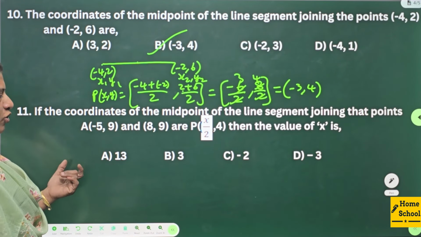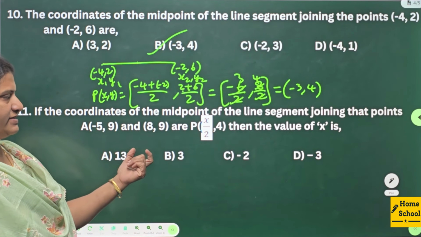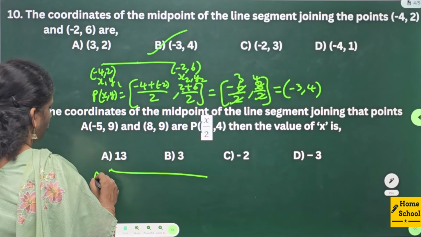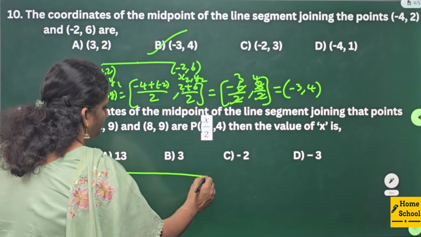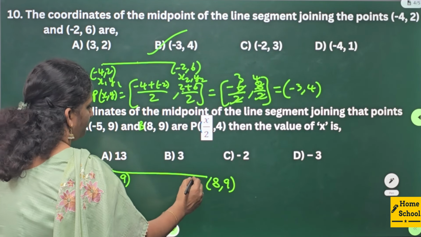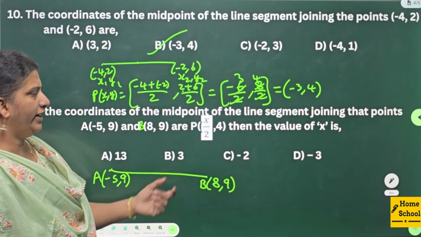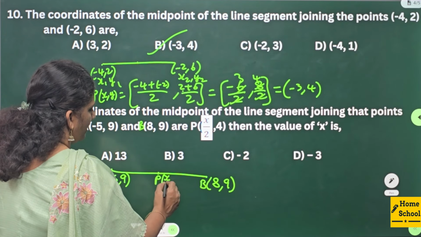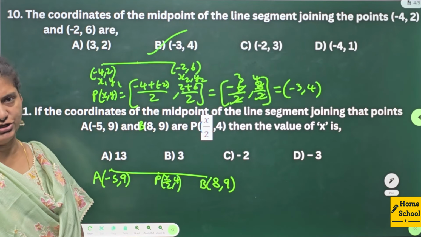11th one. If the coordinates of the midpoint of the line segment joining the points, line segment joining coordinates (minus 5, 9) and (8, 9), are (x by 2, 4), then the value of x is your question.